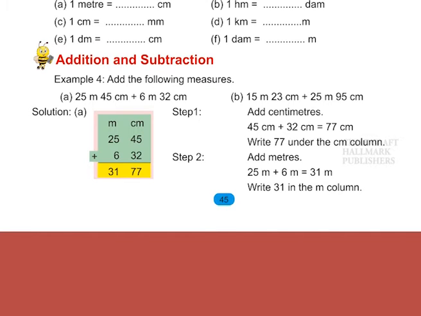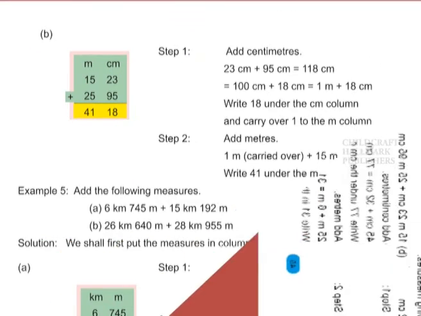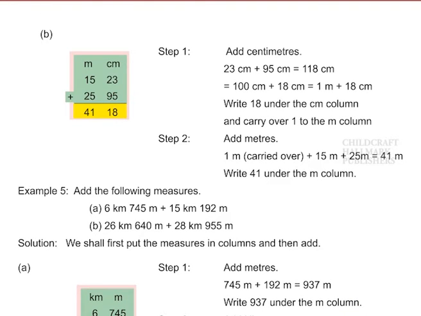Write 77 under the centimeter column. Step 2. Add meters. 25 meters plus 6 meters is equal to 31 meters. Write 31 in the meter column. 15 meters 23 centimeters plus 25 meters 95 centimeters.